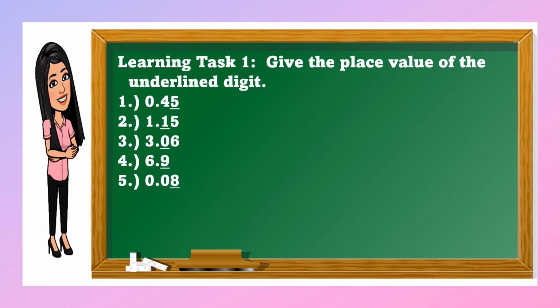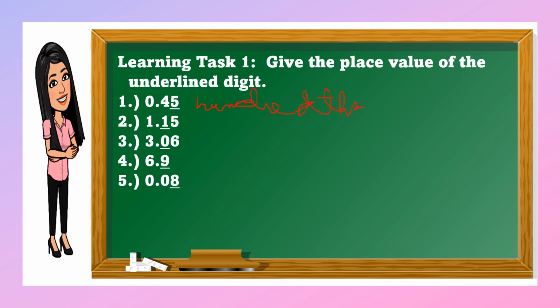Let us answer the learning test that I gave you last week. Give the place value of the underlined digit. So what is the place value of 5? Since it is the second digit, 4 is the tens place, and 5 is the underlined digit, so this is hundreds. So number 1 is hundreds.